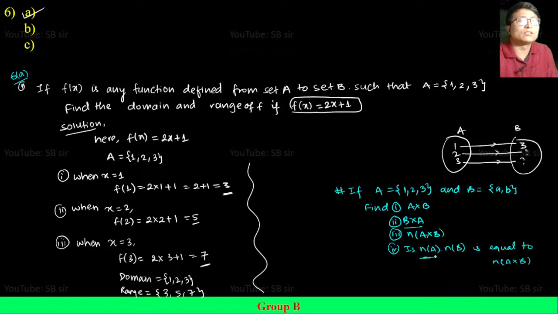Similarly, also find n(A), the number of elements in set A. It is 1, 2 and 3. So the number of elements in set A is 3. n(B), the number of elements in set B, is 2. So n(A) into n(B) will be 6. So you have already found the value of n(A cross B), which I think is 6 here. So these 6 and 6 are equal. So we can say that n(A cross B) is equal to n(A) into n(B). Okay, so let's move to the next question.